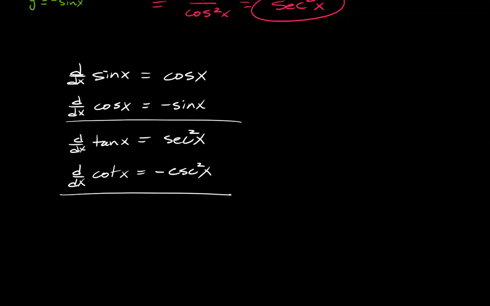Now, sine and cosine are the only ones that actually don't follow the pattern, but they do start the pattern by having positive, negative opposites. So there we had tangent and cotangent. Now we're going to have secant and cosecant.